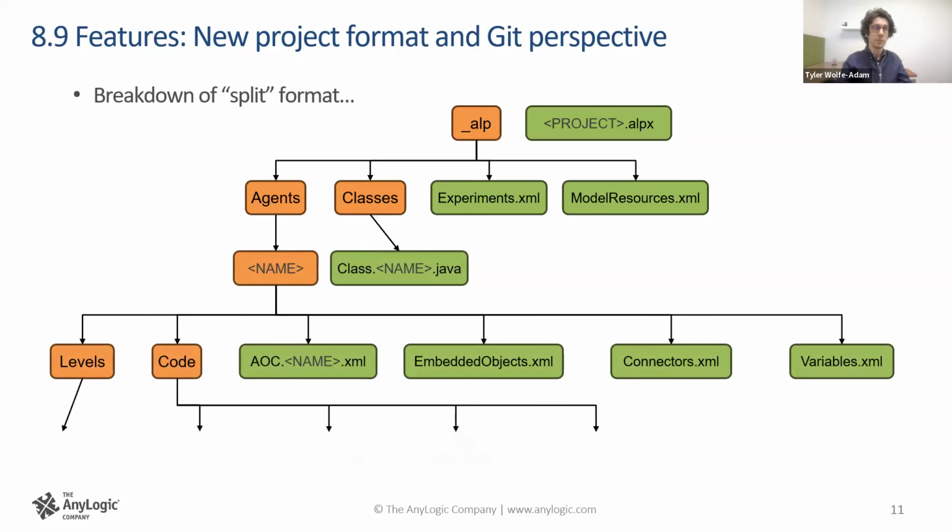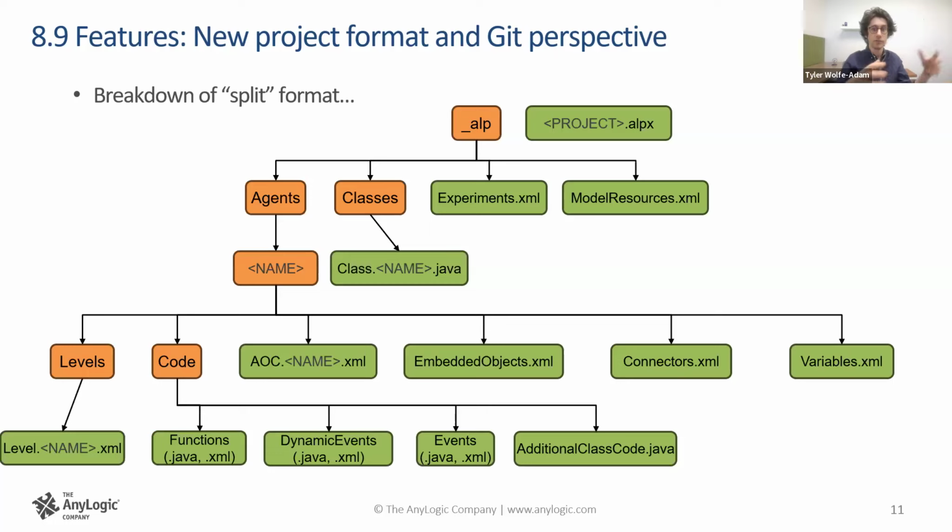If you were to have a model with all of the elements you could possibly have within a model, your new folder structure will look like this. Now, instead of a single ALP format file, you have this ALPX file and this underscore ALP directory. This is then broken down into different subfolders and files.